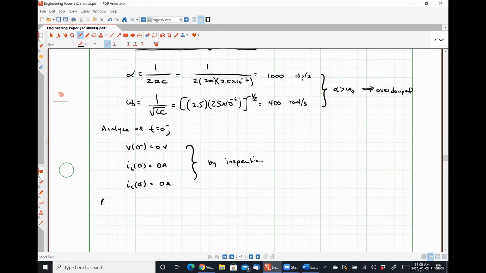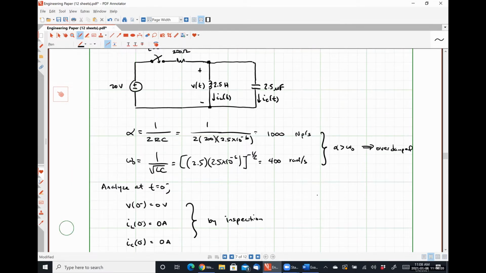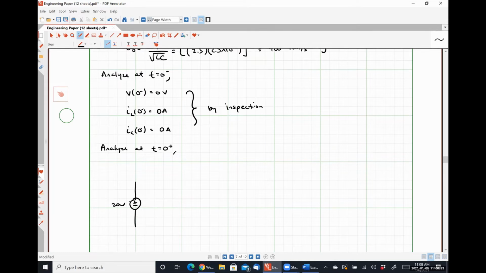Next, we'll analyze our circuit at t is equal to 0 plus. So now our switch is closed. So we have our voltage source is in play, which is 20. We have our resistor of 200 ohms. Here is where our inductor was. So our inductor current by definition has to be 0. So that's why it's going to look like an open circuit.